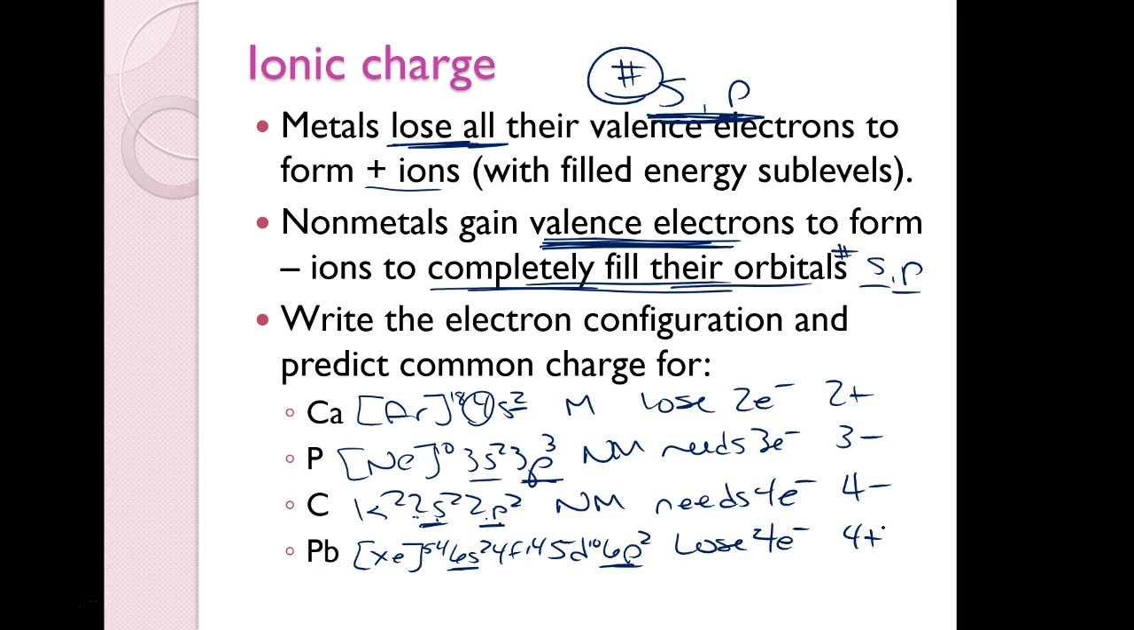So if you remember at the beginning of the year, I told you guys to write 4 plus and minus at the top of the carbon family column. And that's because nonmetals get a -4 charge. Metals like lead and tin get a +4 charge. So that's where these charges come from. It's based on their electron configuration and their valence electrons.